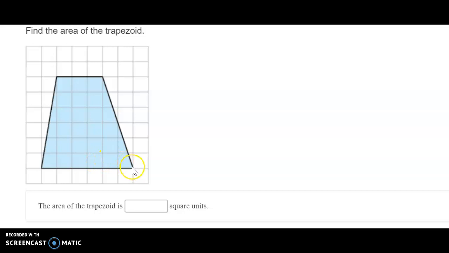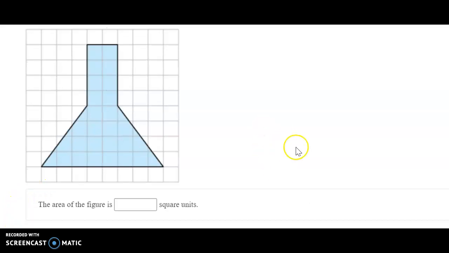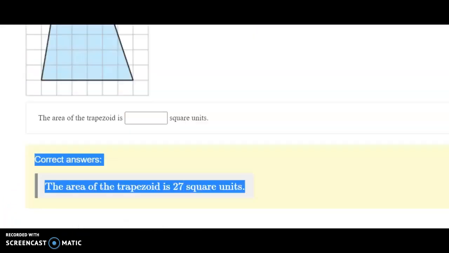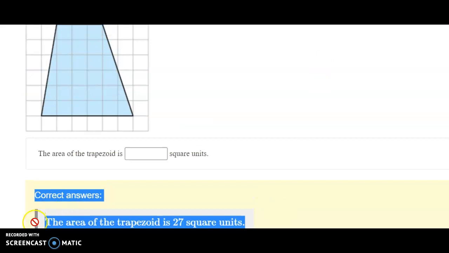Now we have to count from the top to the bottom, or the bottom to the top, and we're going to count 1, 2, 3, 4, 5, 6, which gives us our height. Just use your formula, you can do this.